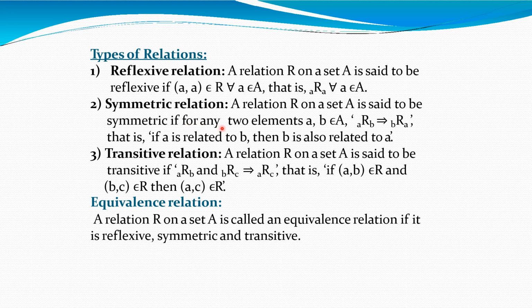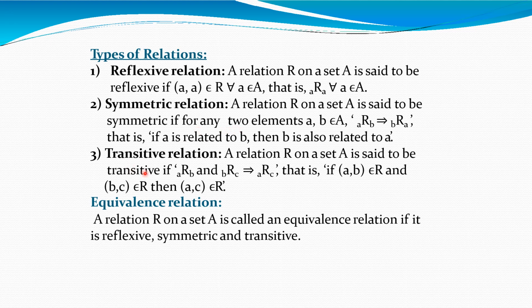Now, second is symmetric relation. A relation R on a set A is said to be symmetric if for any two elements a, b in A, a related to b implies b related to a. That means if a is related to b, then in that case b is also related to a. In the symmetric relation, whenever the ordered pair (a, b) is present in R, then at that time (b, a) must be present in R. And if this is true for all a, b in A, then we say that the relation is a symmetric relation.